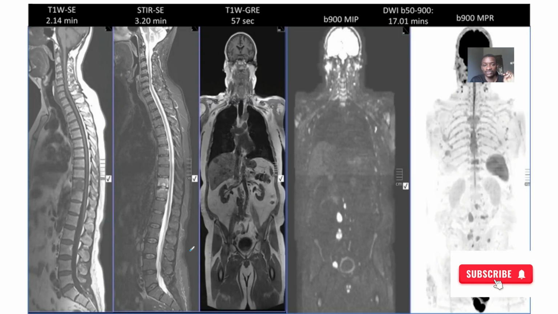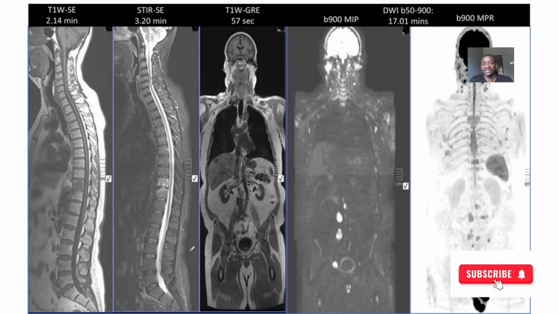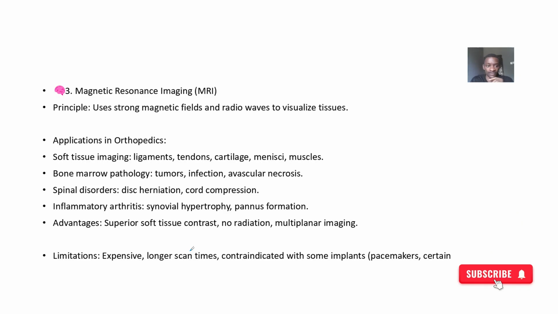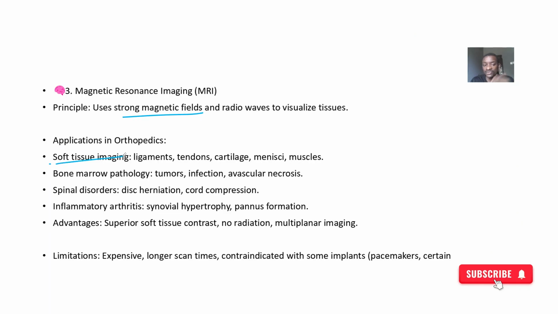Okay, so next one is the last one, which is the magnetic resonance imaging. So these are pictures of MRI. Okay, the T1 weighted, the T2 weighted. It uses strong magnetic fields and radio waves that can be able to visualize the tissues. So application in orthopedics is it gives very good images, easy to actually see all those soft tissue imagings: ligaments, tendons, cartilage, menisci, muscles, bone marrow pathologies, spinal cord issues, cord compressions, disc herniations, inflammatory arthritis.